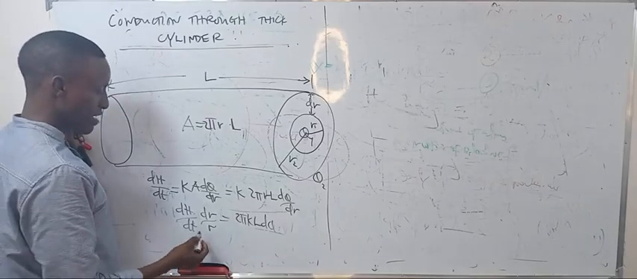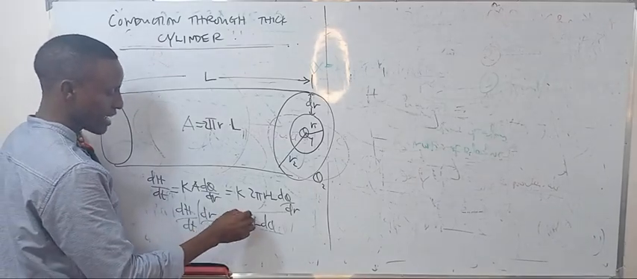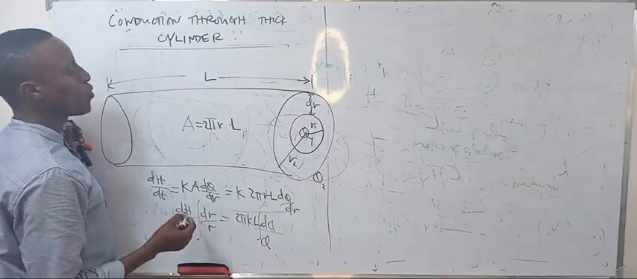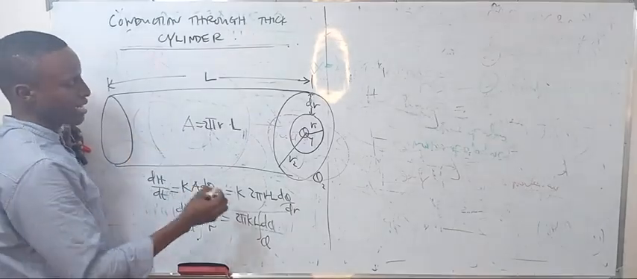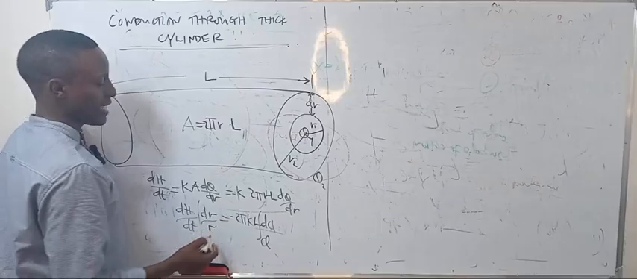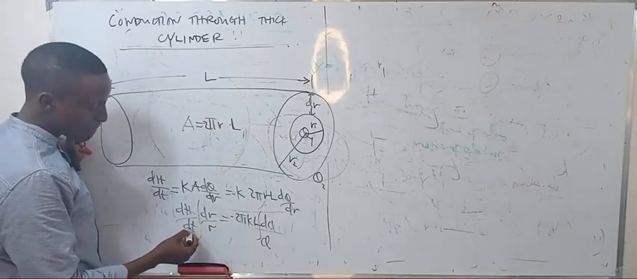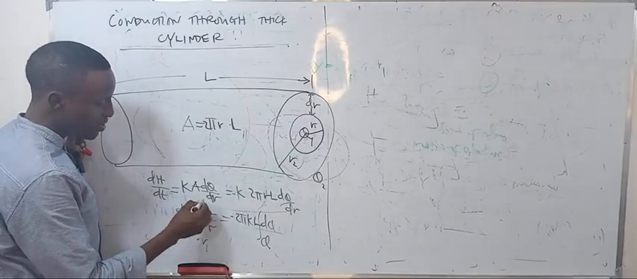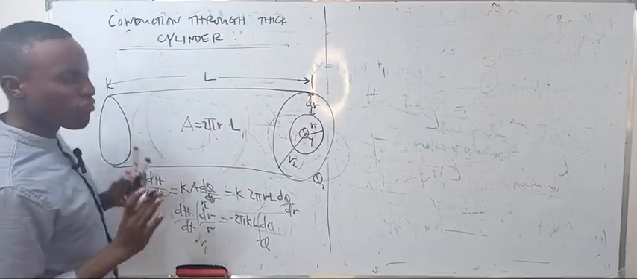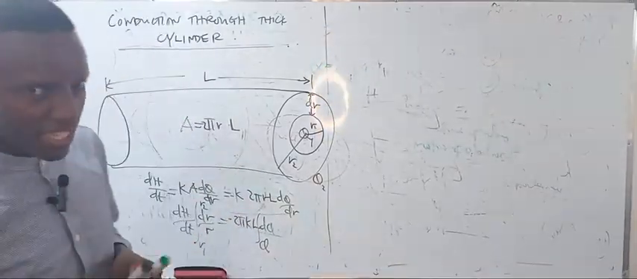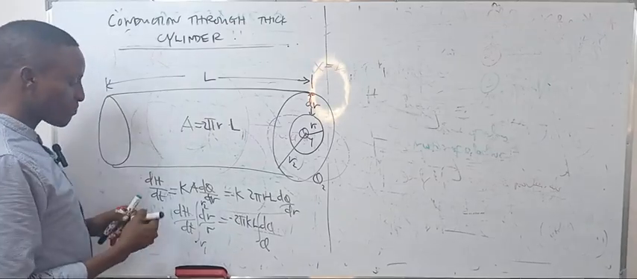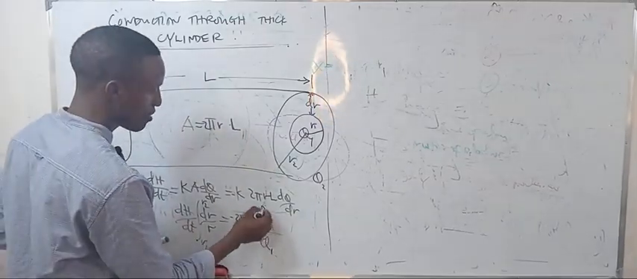So if I integrate this temperature from theta 1, oh, we haven't put the negative. Don't forget about that. We put the negative here to show there is a decrease. So we integrate from R1 to R2, the same thing as we did. When you are given radial flow, you do the same thing regardless of the shape. What you consider is the area. So it goes from theta 1 to the final theta 2.